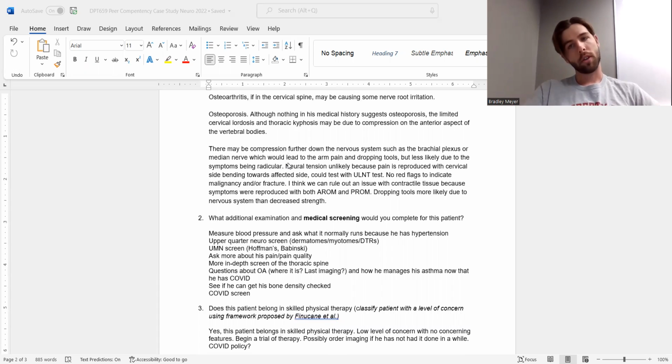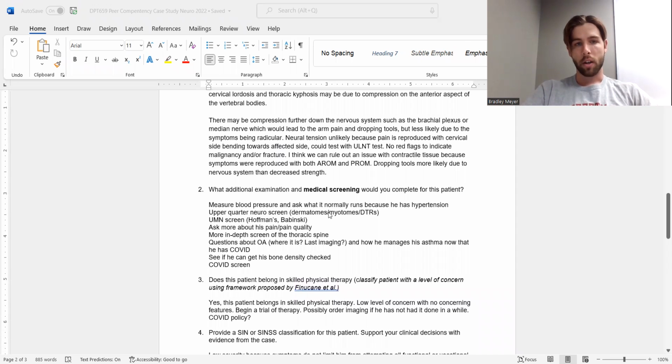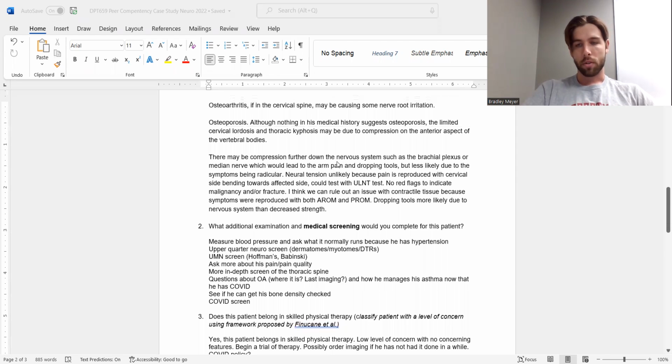And when he does cervical side bending to the right, the pain is reproduced, which if there was neural tension, it'd be more likely that the pain's reproduced if he side bends to the left. So I thought that wasn't very likely. And then I did not see any red flags that indicated malignancy or fracture. Contractile tissue issues could be ruled out because pain was reproduced with active and passive range of motion, which I don't think would be produced too much with passive range of motion since the muscles aren't shortening.